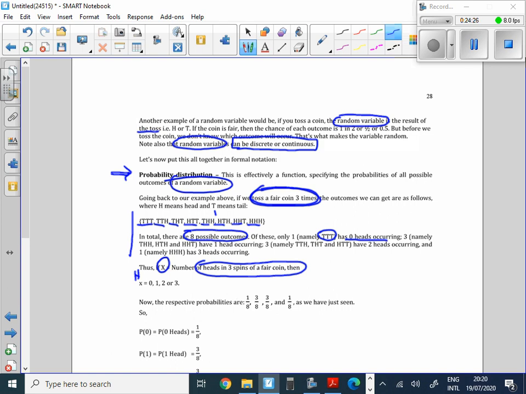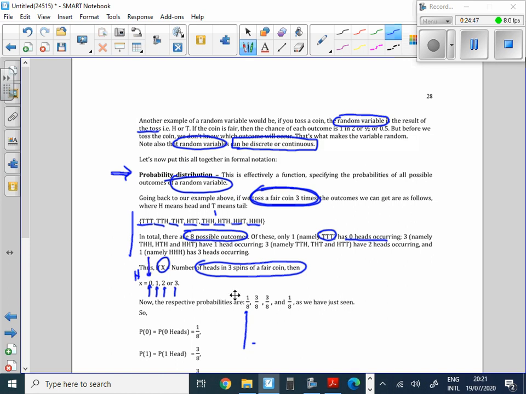Well, there's a chance there could be 0 heads. There's a chance it could only be 1 head, or 2, or 3. What are the probabilities of it happening? I'm just going to do the first one with you. Let's do the first one of 0 heads.